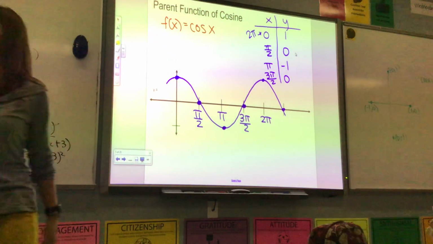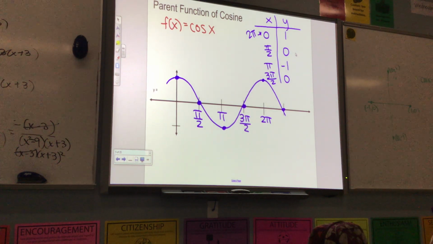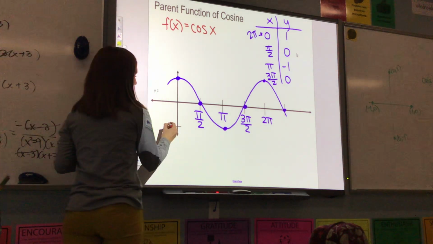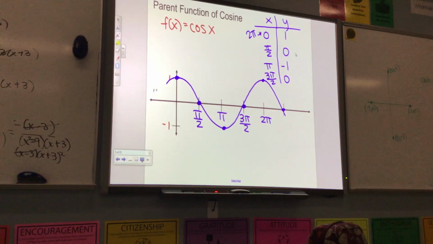Do not put arrows on the ends of these, because that would tell me it's going to go that direction forever and ever and ever, and these will not do that. Sorry, I'm going to label these other points. Negative 1, 1. Okay, but this is the parent function of my cosine graph.